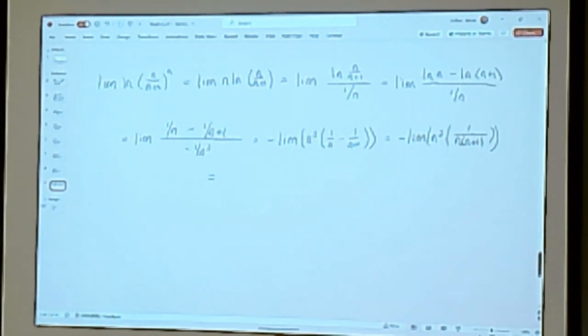N squared over n plus 1. N squared over n squared plus n. Polynomial over polynomial. So we have negative 1. Going back to here, oops. This limit was negative 1. So that's e to the minus 1.